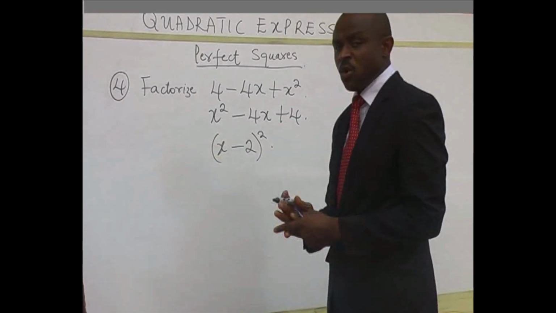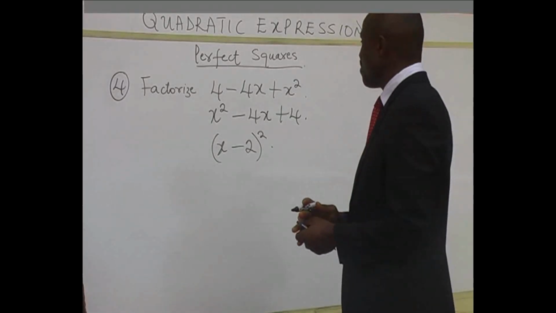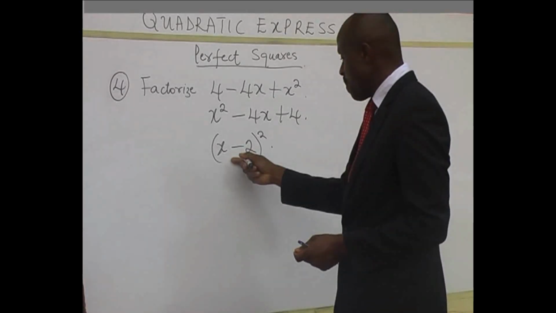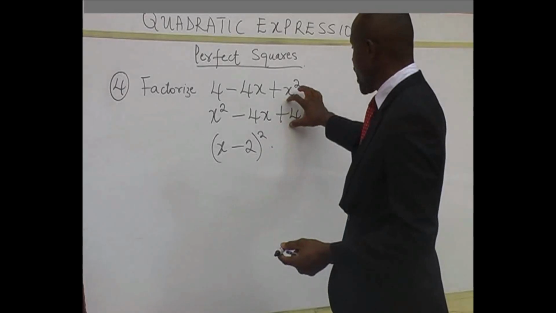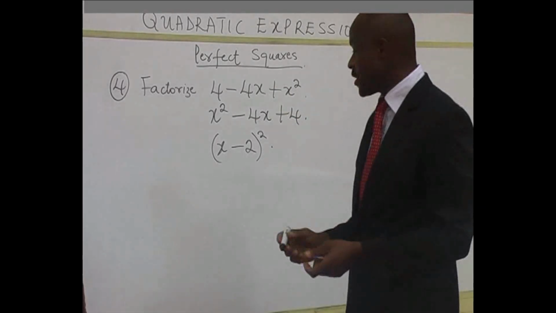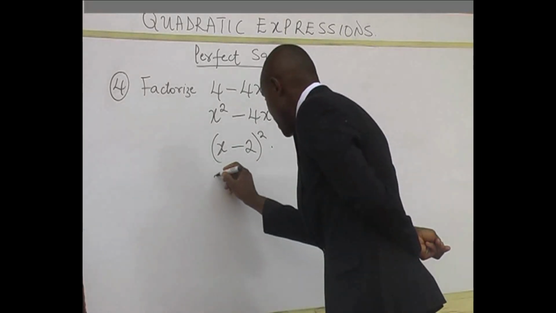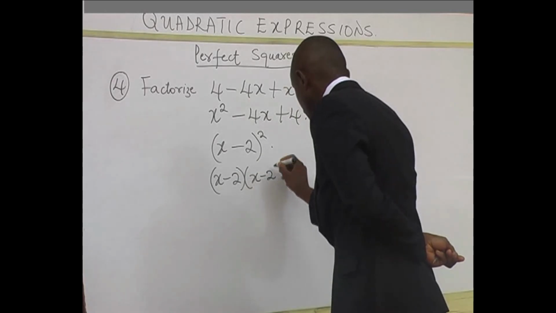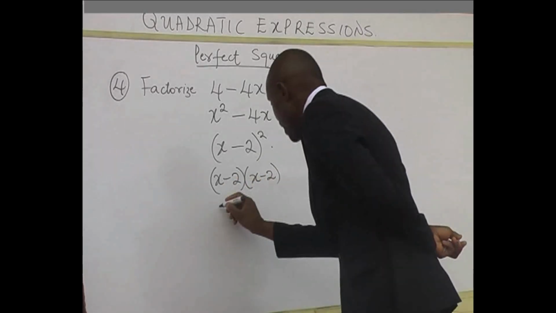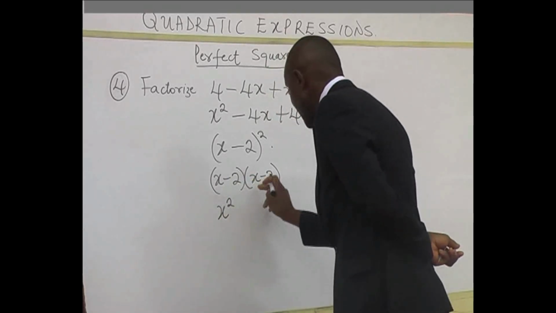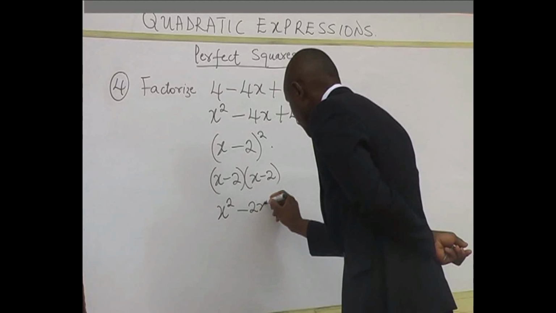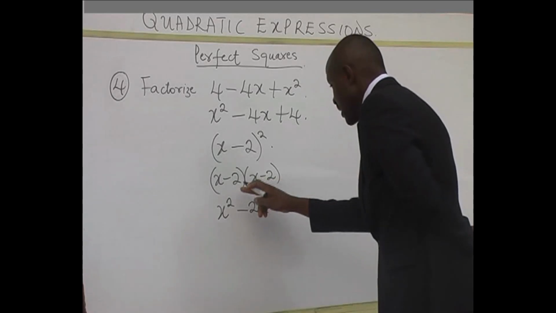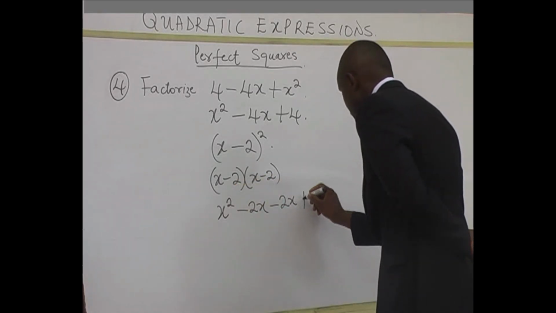This is the last question we are taking in perfect squares. And I want to go ahead and expand this expression to show you that you are going to get the original expression. x minus 2 squared means x minus 2 into x minus 2. x times x will give you x squared. x times minus 2 will give you minus 2x. Minus 2 times x will give you minus 2x. Then minus 2 times minus 2 will give you plus 4.